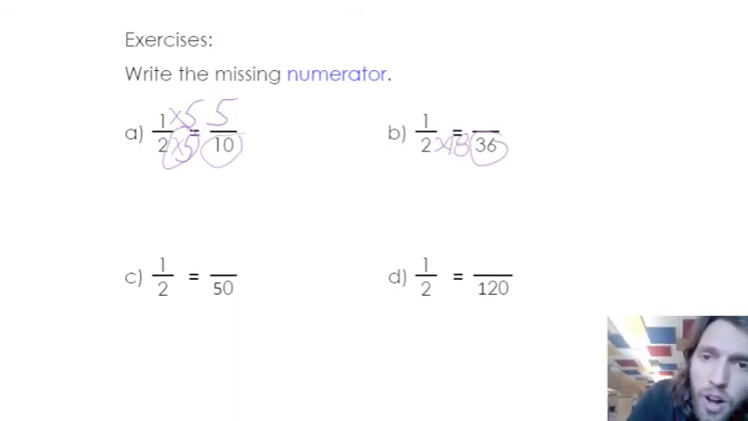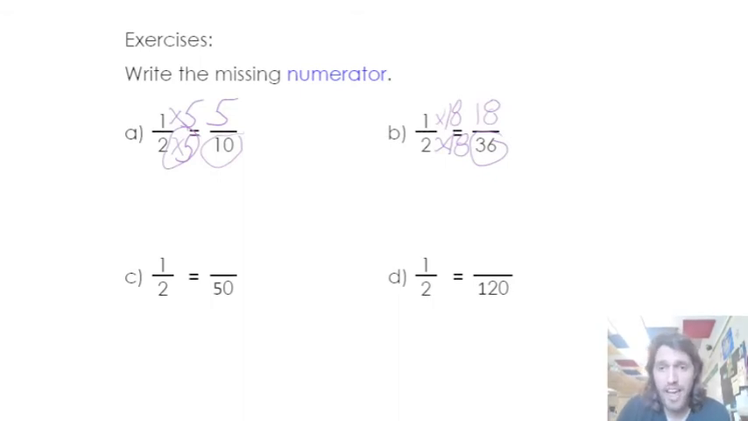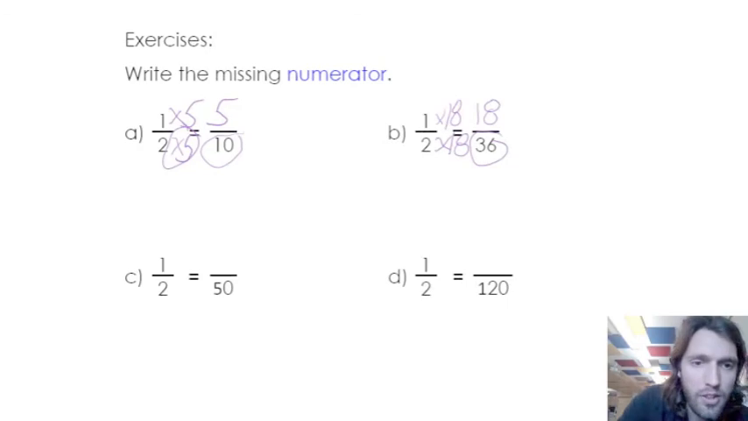So 1 times 18 equals 18. So it would be 18 over 36. That is going to be your answer. Excellent. So let's move on to the next one.